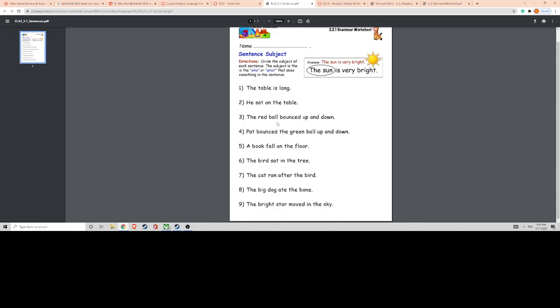The red ball bounced up and down. So this sentence is about what? It's about the red ball. So the subject is red ball. So you have to circle red ball. Okay?